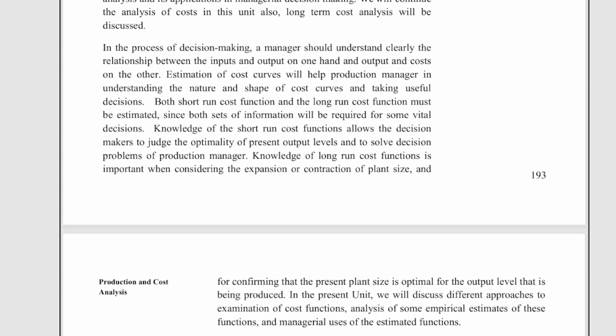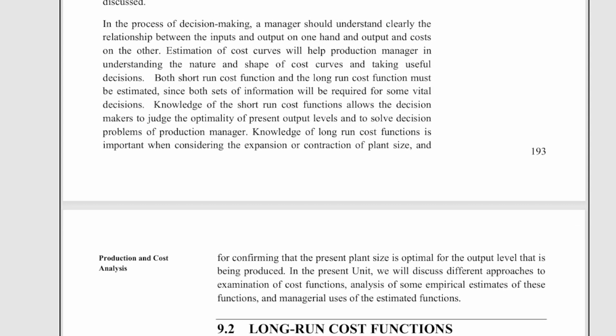In the process of decision making, a manager should understand clearly the relationship between the inputs and output on one hand, and output and cost on the other. An estimation of cost curves will help the production manager in understanding the nature and shape of cost curves and taking useful decisions. Both the short run cost function and the long run cost function must be estimated, since both sets of information will be required for some vital decisions. Knowledge of the short run cost function allows the decision makers to judge the optimality of present output levels and to solve decision problems of the production manager.